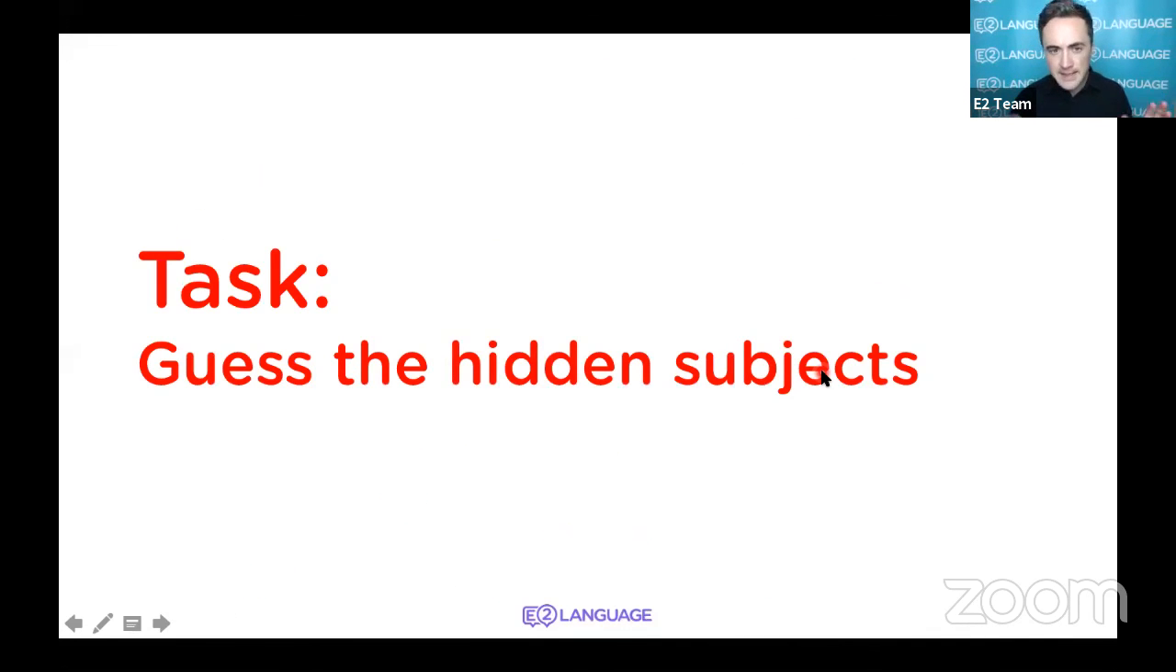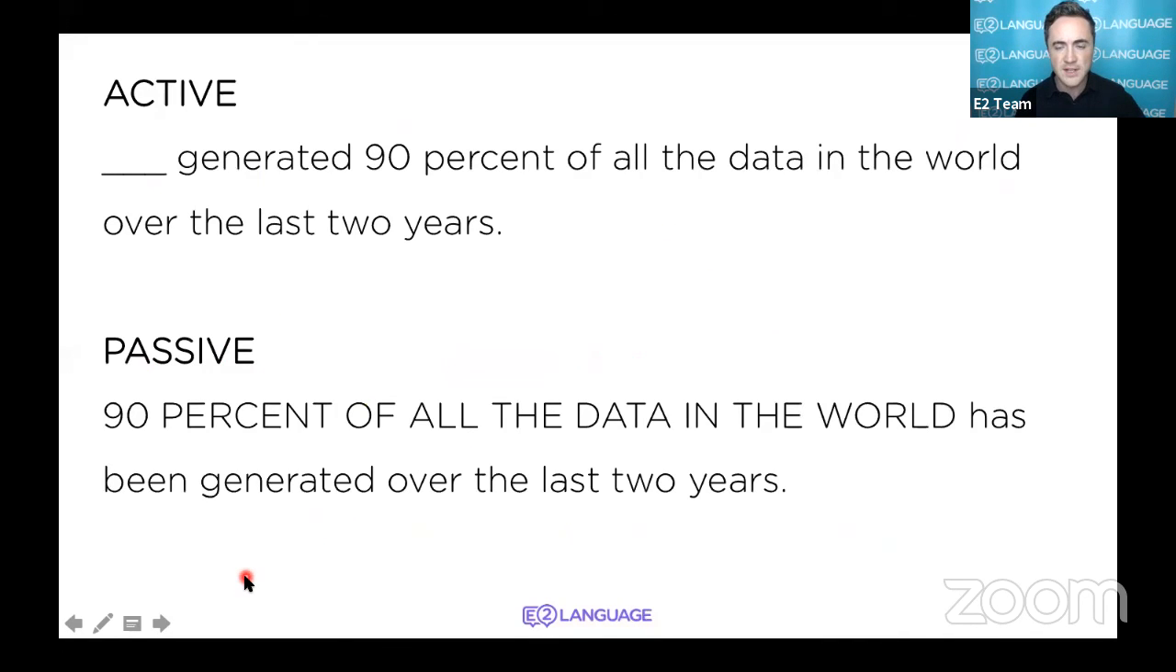Cool. Here's an activity, a task I want you to do. I want you to guess the hidden subjects. I'm going to show you some passive sentences, and I want you to think about why they were passive and who is the hidden subject, who is the unimportant subject in the sentence. Okay, so just type into the chat, who is missing here?